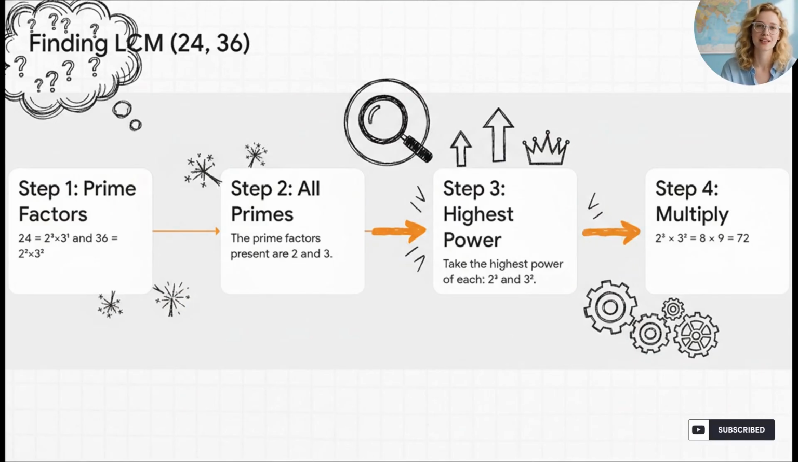So we grab 2 cubed because it's higher than 2 squared. And we grab 3 squared because it's higher than 3 to the 1st. Multiply those out, and you get 72. See that difference? It's all about lowest versus highest.